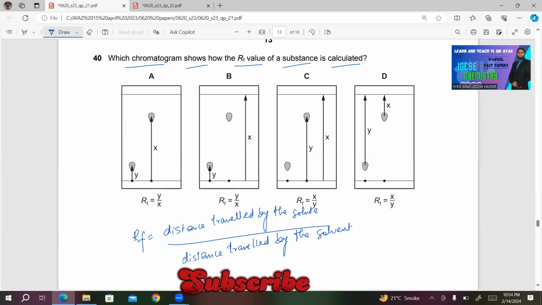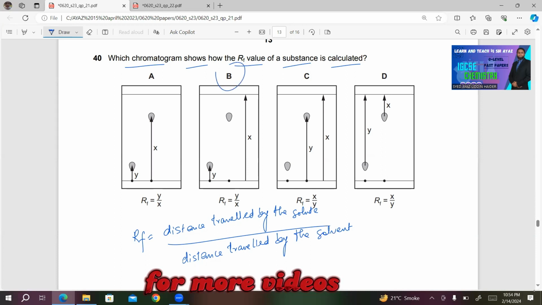So in this case, B seems to be the right answer. You see, RF value for Y is calculated by dividing Y by X. X is the distance traveled by the solvent and Y is the distance traveled by the solute Y.